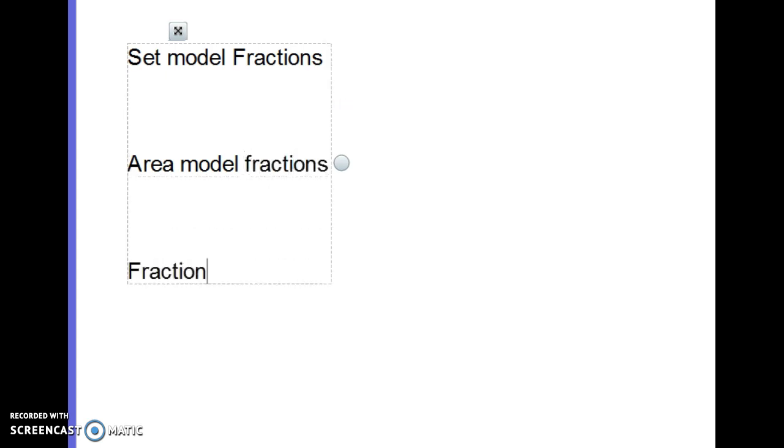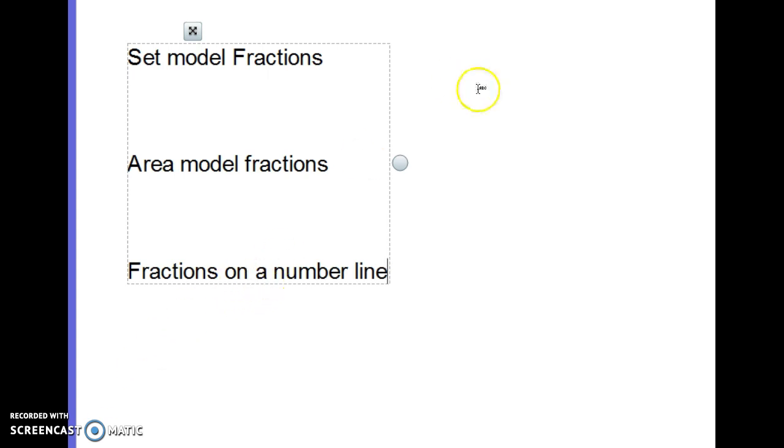Alright, so today we're talking about set model fractions and area model fractions, and fractions on a number line. This is just a review, so if you have any questions, let me know. Parents, this is also so that you can help out your kiddos.